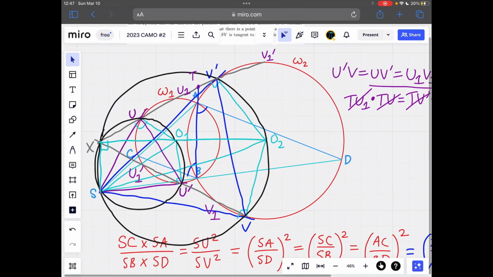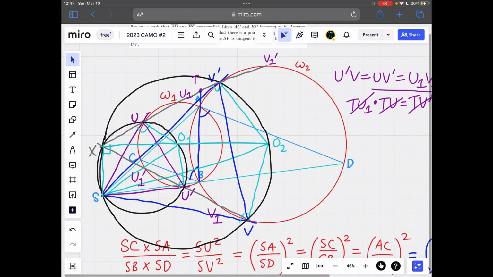So we proved that AB bisects UV1', and the same would hold true if we just reflected V1' over a line that is perpendicular to AB to get V. O1O2 is perpendicular to AB, and if we reflected over O1O2, it wouldn't change the bisection condition. So UV is also bisected by AB, and we are done.